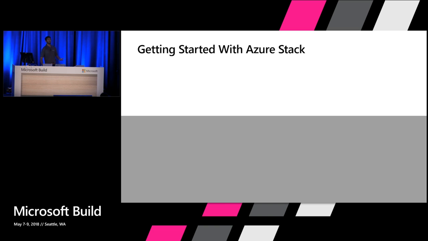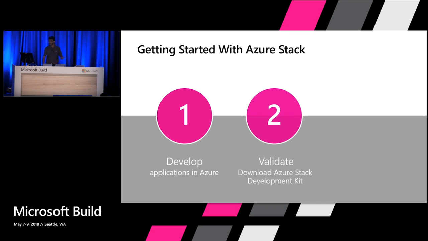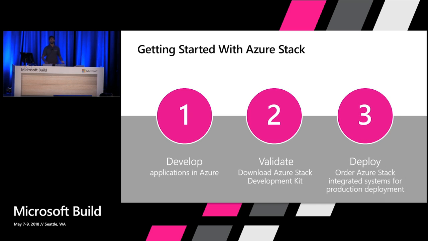So now that you've seen the power of Azure and Azure Stack and cloud consistency and the work we're doing to make development across clouds and DevOps across clouds easier, here's how you can get started with Azure Stack. Develop your applications in Azure. You can validate your applications by downloading the Azure Stack Development Kit, as Michaela showed you. It's super easy, fits on a server. And then once you really love it, you can order some Azure Stack integrated systems for deployment into your customers' or your data center.